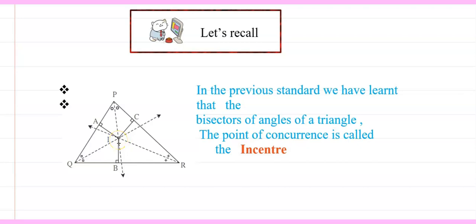point I. And if we take the radius as AI or IC or BI, then we get the incircle. That you will learn in the 9th standard and the 10th standard also.